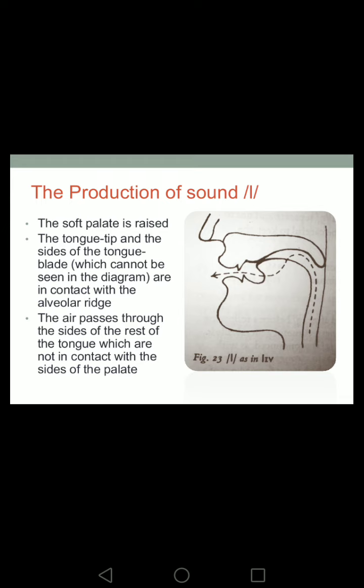Tongue tip makes contact with the alveolar ridge and the sides of the tongue make contact with the roof of the mouth, the palate. Therefore it prevents the air from passing. While with the L sound, the tongue tip makes contact with the alveolar ridge and the sides of the tongue are lowered. The sides of the tongue are lowered, and therefore they allow the air to pass through them.